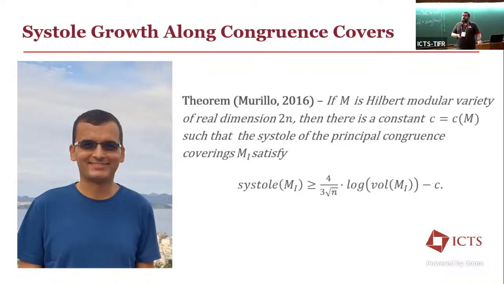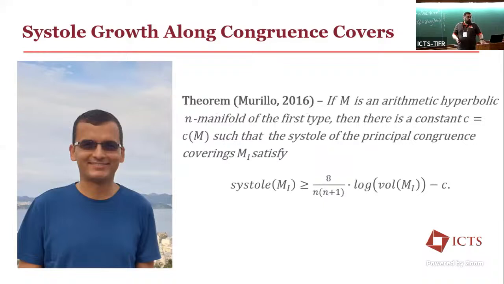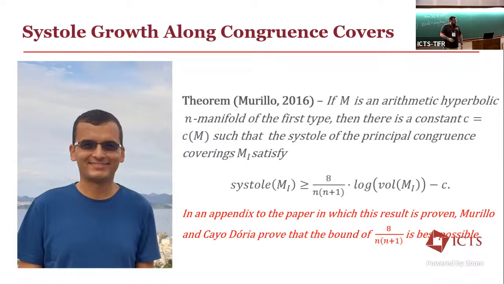So now we have 2 manifolds, 3 manifolds, Hilbert modular varieties, arithmetic hyperbolic manifolds of the first type. Now it's 8/n(n+1) log volume. And in an appendix with Kyodoria, he proves that this bound, multiplicative constant, is best possible.